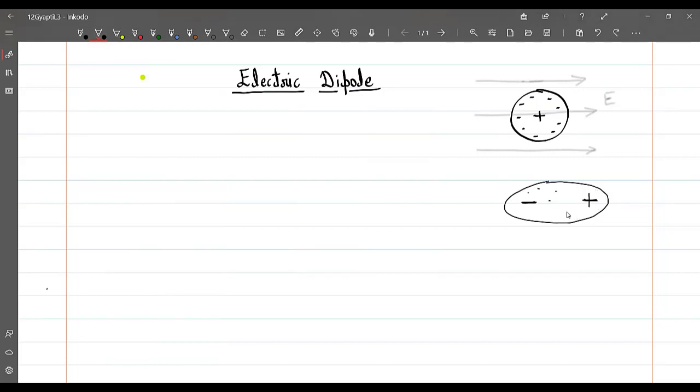So this results in a phenomenon which is very common in nature, that is formation of an electric dipole. Formation of an electric dipole is because of application of electric field. So a single atom can have its own dipole. In chemistry, you like to write a delta negative charge and delta positive charge.